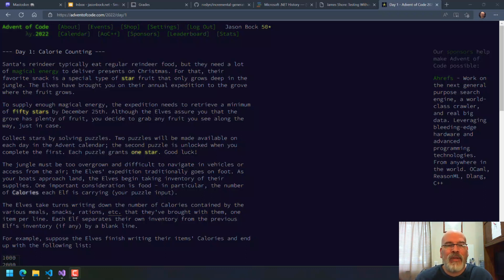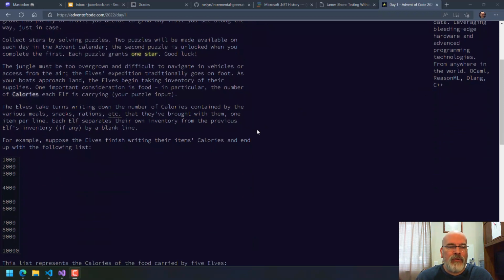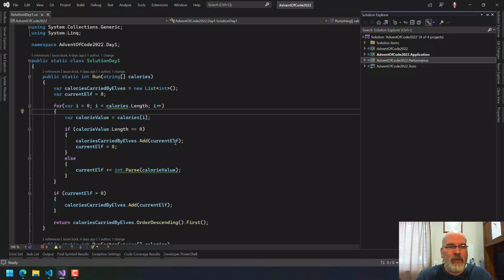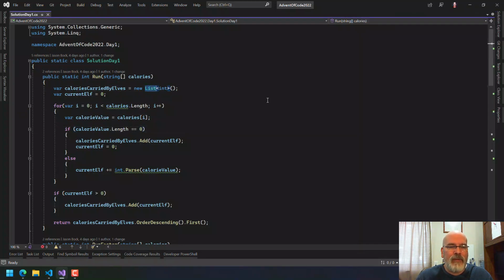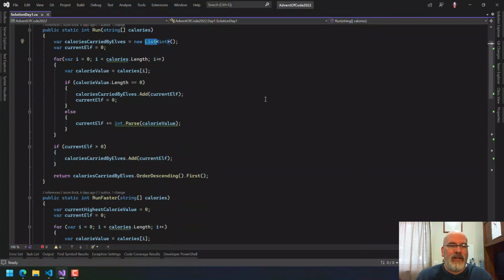Okay. So the first day is all about calorie counting. You get an input where you just have digits in groups that are separated by empty strings, and you have to find the elf with the most calories. So originally I did that by keeping track of all the elves and then finding out which one had the most calories.